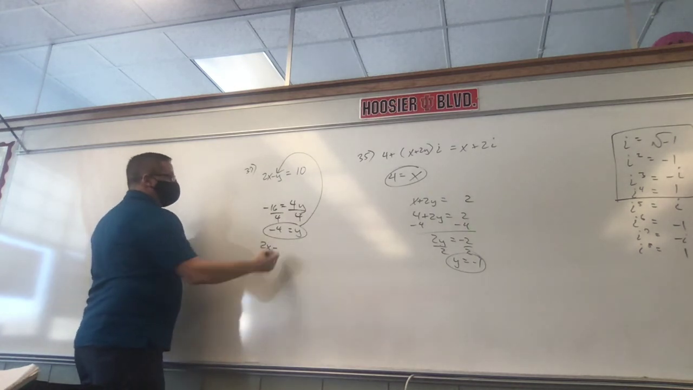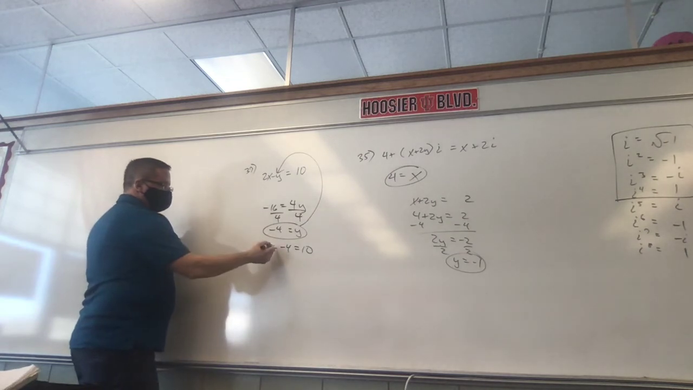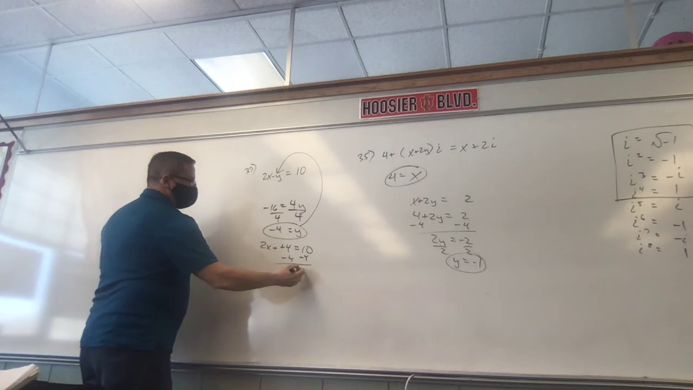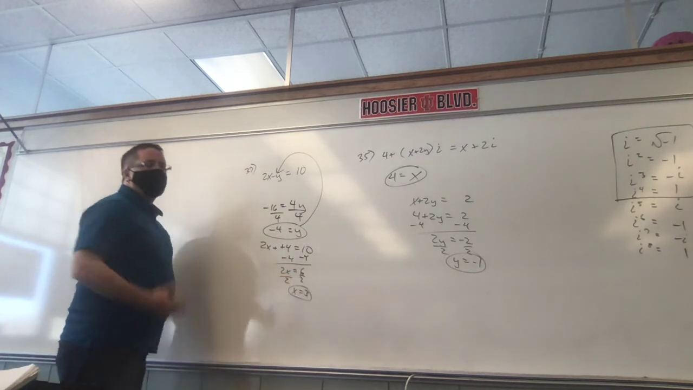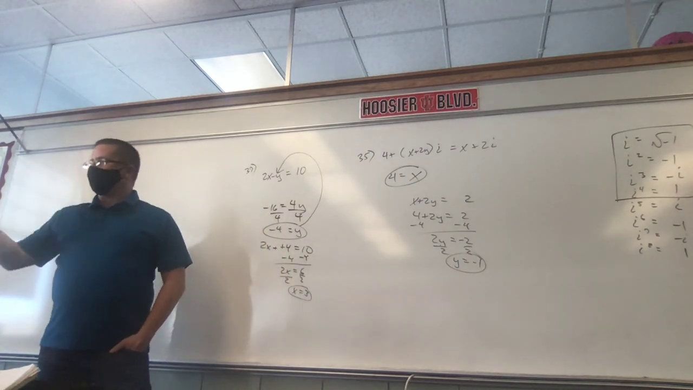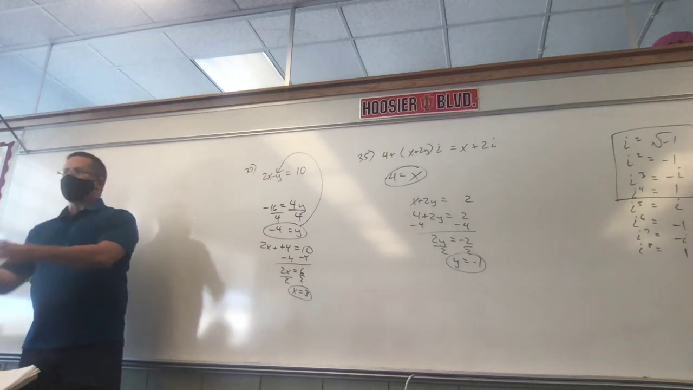2x minus 4 is 10. So plus 4, add 4 to both sides. 2x is 10 plus 4. Whether you realize it or not, we're not doing anything different than what we're doing with Luke here. We're putting the triangles or the boxes and saying, what do they have to equal? The real part has to equal the real part. The imaginary part has to equal the imaginary part.